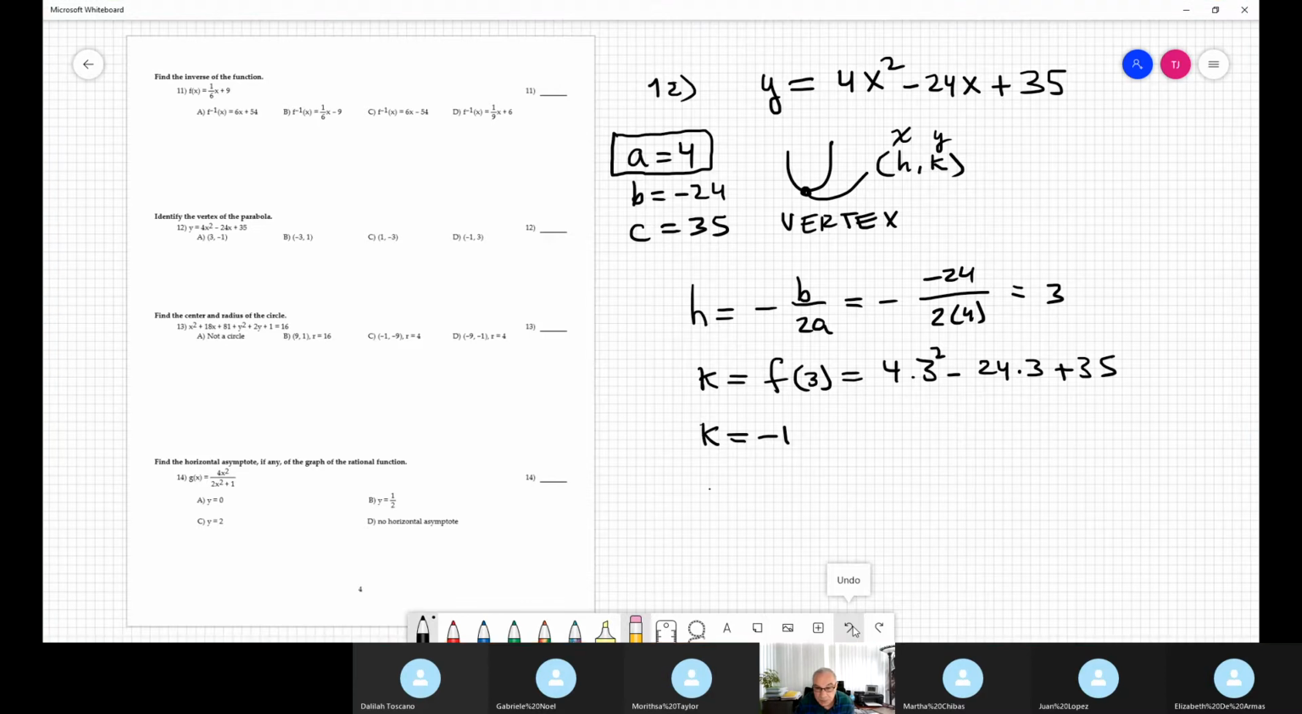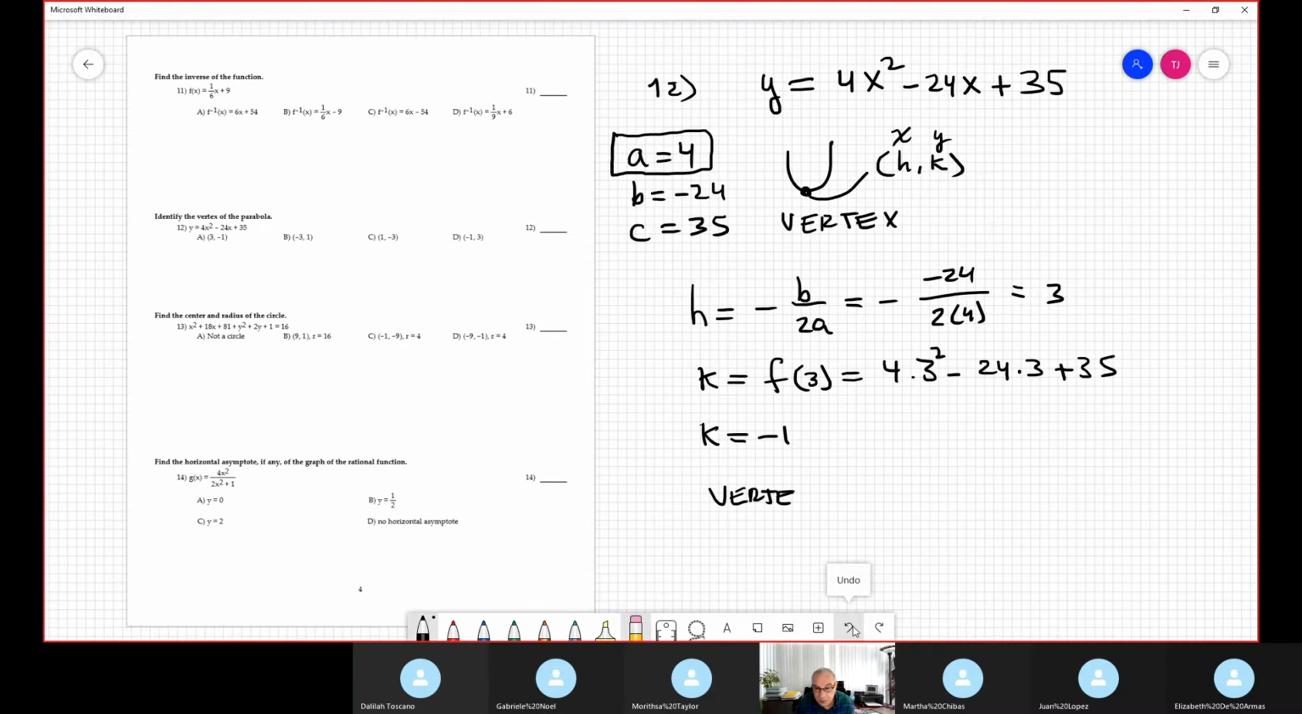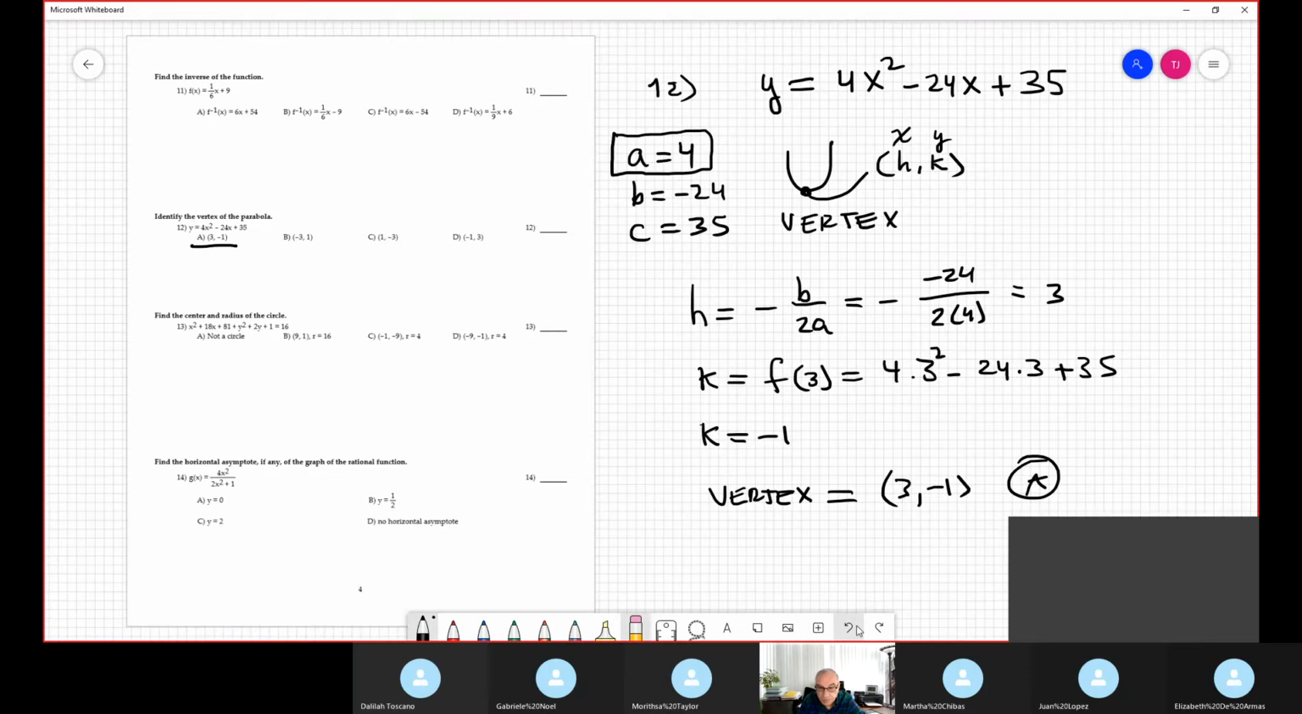And the vertex is located at the point 3, negative 1. Okay, let me check it. 3, negative 1 is option A again. Any question? No? No problem. Elizabeth says, no, I understand very well.